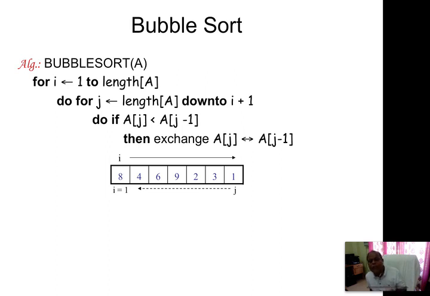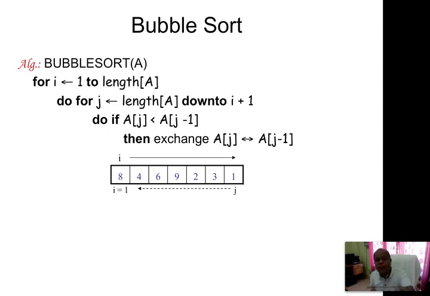For j is equal to length of A, because from the last element you are comparing with the previous element, hence the j value will be length of A, the last index of the array, down to I plus 1, because you will go up to I plus 1 and compare with the A[I] element. That's why j is equal to length of A down to I plus 1. Do if A[j] is less than A[j minus 1]. That means if the right hand element is less than the left hand element in the comparison, then you will do the exchange. This is the bubble sort algorithm.